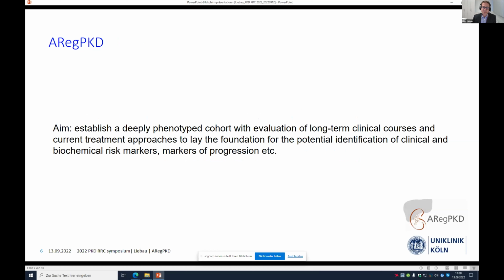And so this is a bit different from the previous session. We're here much more focusing on the clinical workup of these cohorts. So about 10 years ago, we said, okay, what we need is again a deeply phenotyped cohort that we follow longitudinally to look at the long-term clinical courses, to look at what people are currently doing in clinical work, and to lay the foundation for the potential identification of clinical or biochemical risk markers.